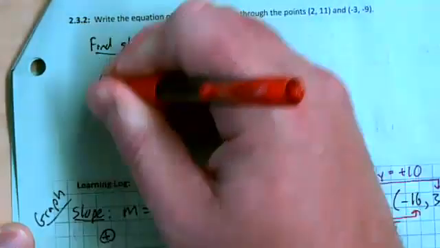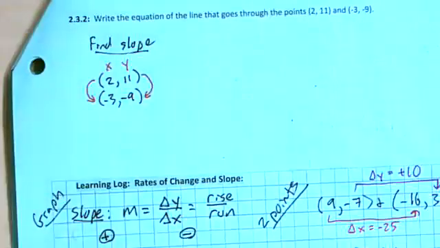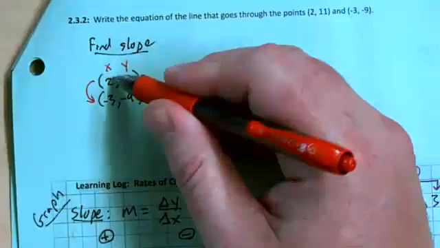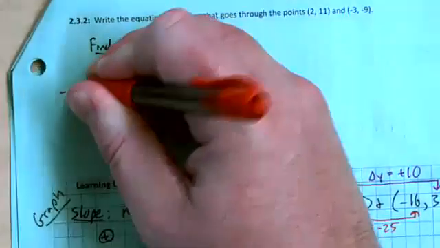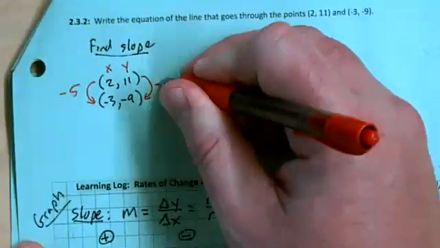X and Y, we're going to figure out how much X is changing and how much Y is changing. So my X is going from 2 to -3. It's going down by 5. And my Y is going from 11 to -9. It's going down by 20.